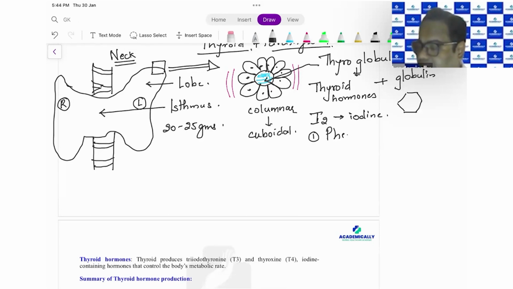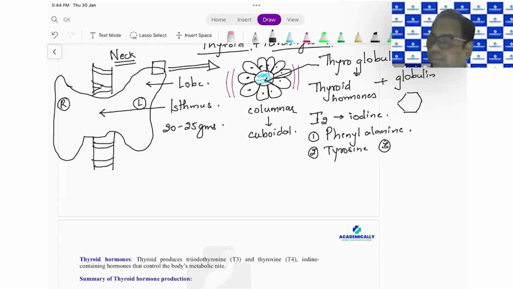The 3 amino acids which are aromatic amino acids are phenylalanine, which is the first, tyrosine, the second, and which is the third one? Tryptophan.